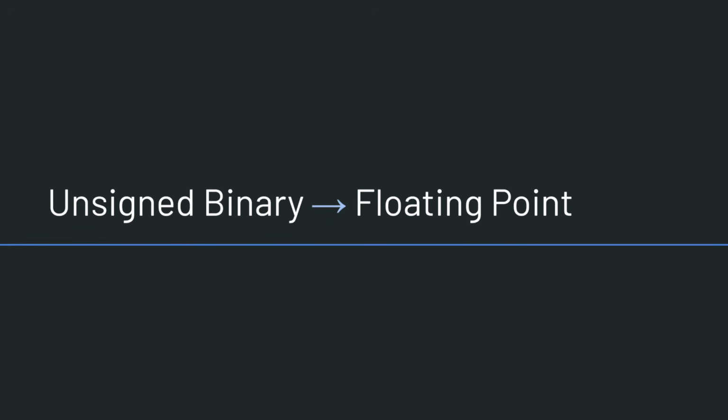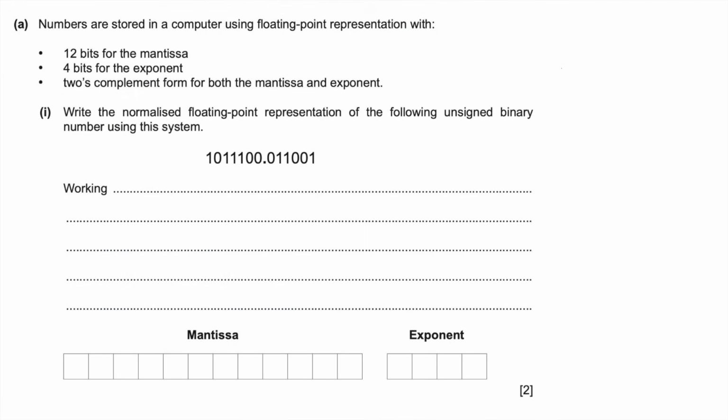So now that we've covered the other types of conversions, let's go over how to convert from binary to floating point. So here's another A-level problem. Right here it says numbers are stored in a computer using floating point representation with 12 bits for the mantissa and 4 bits for the exponent. Write the normalized floating point representation of the following unsigned binary number. So if it's unsigned, we're going to assume it's positive. And we want it to be normalized. So that means that our mantissa is going to look like this, 0, 1.